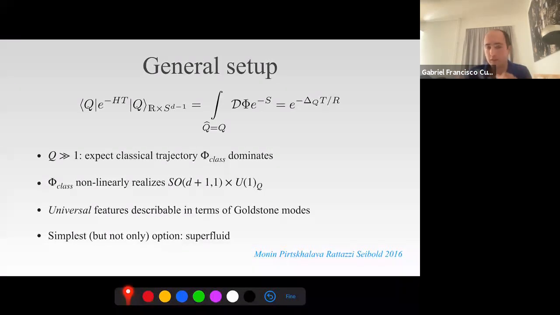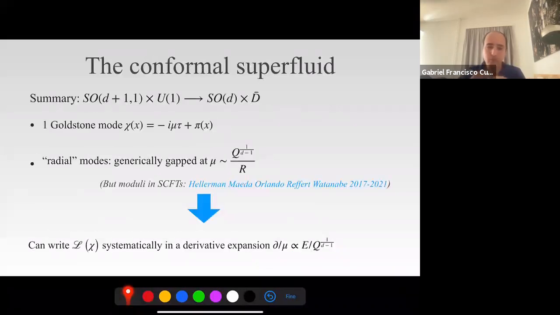If the U(1) is broken, one would expect something like a superfluid. If the U(1) is not broken, one might expect something more like a Fermi liquid, which is not semi-classical, but it's still weakly coupled. So the idea is that there will be a finite number of possibilities classified by the possible ways you can break this symmetry group, conformal times U(1). And this viewpoint has been emphasized in this very nice paper by Sasha Monin, David Pirtskhalava, Riccardo Rattazzi, and Fiona Seibold in 2016.